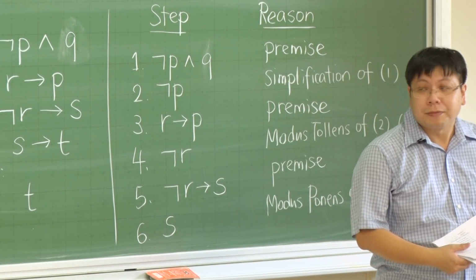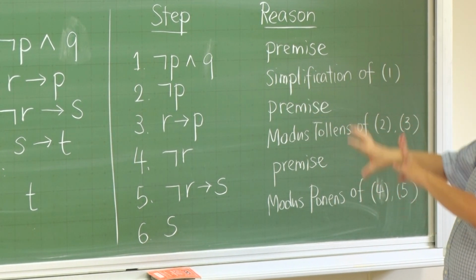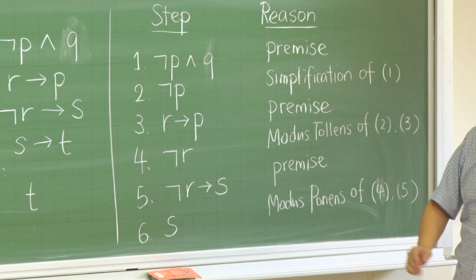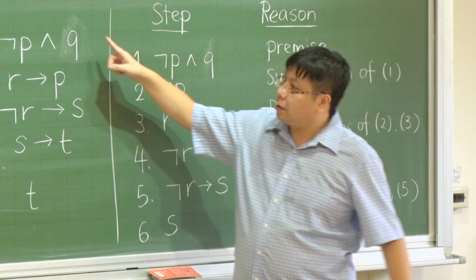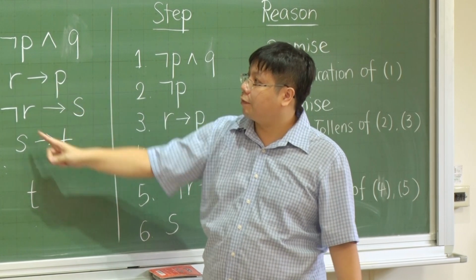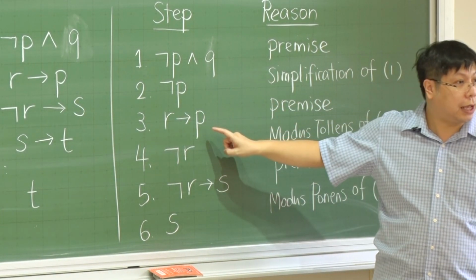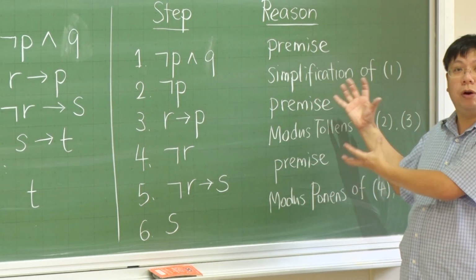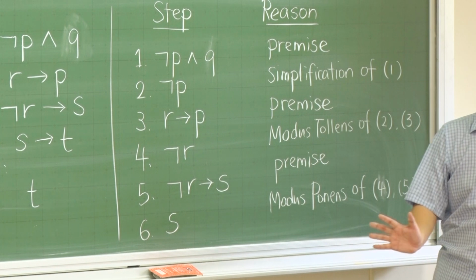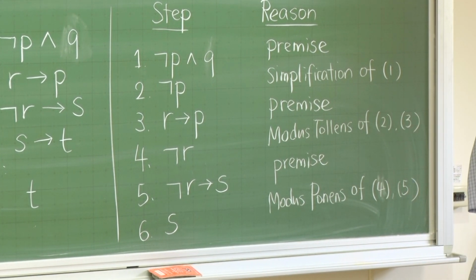This proof is so simple in format that the things on the left-hand side are always chosen from your premises or from some intermediate conclusion that you have. And the right-hand side are based only on the rules of inference that we have studied.